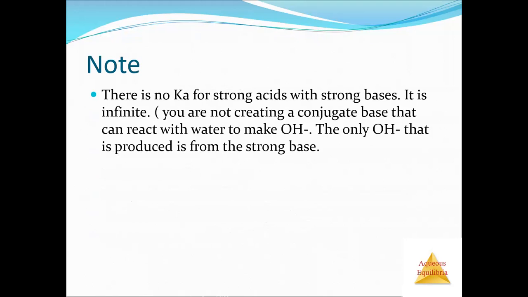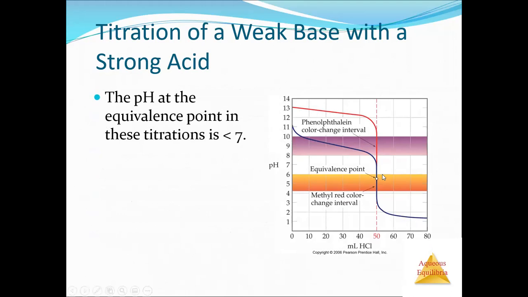Remember, there's no Ka for strong acids and strong bases. It's infinite. You're not creating any conjugate base. The only OH that's produced there is from the strong base. Again, this shows you what a weak base with a strong acid titration curve looks like. Again, buffering region, lower pH. Again, you have an equivalence point. This would be a strong base with a strong acid. The other difference is, as Janice said, the equivalence point is going to be lower pH.